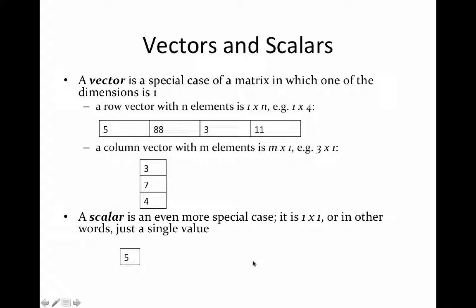A vector is a special case of a matrix in which one of the dimensions is 1. So a row vector is just a single row. In this case, this is a 1 by 4. It's 1 row by 4 columns. A column vector is a single column. In this case, a 3 by 1. It's 3 rows by just 1 column. And a scalar is an even more special case. It's a 1 by 1. In other words, just a single value.